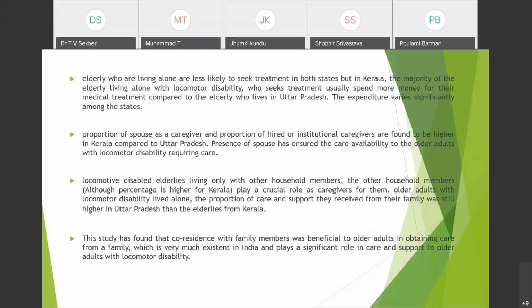One peculiarity in these findings was that even though older adults with locomotor disability lived alone, the proportion of care and support they received from their family was still higher in UP than for the elderly from Kerala. It is difficult to conclude whether older adults actually received all this care when they are living alone with their disability, or whether they chose not to report their family's care deficit, as it is taboo to reveal such issues in India.